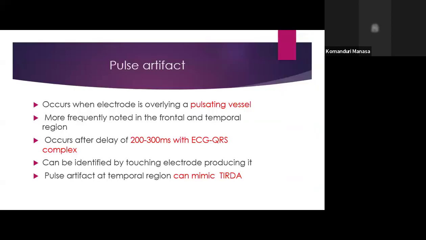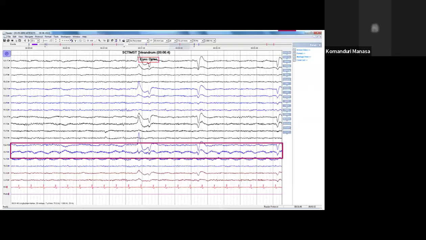Pulse artifact occurs when an electrode is overlying a pulsating vessel. So it is more frequently noted over the frontal and temporal regions where the vessels are. It occurs after a delay of 200 to 300 milliseconds after the ECG QRS complex, because that is the time taken for the pulse wave to reach there. It can be identified by touching the electrode producing it, so you can feel the pulsations. Mostly a pulse artifact at a temporal region can make a trade-off, so we have to observe carefully.